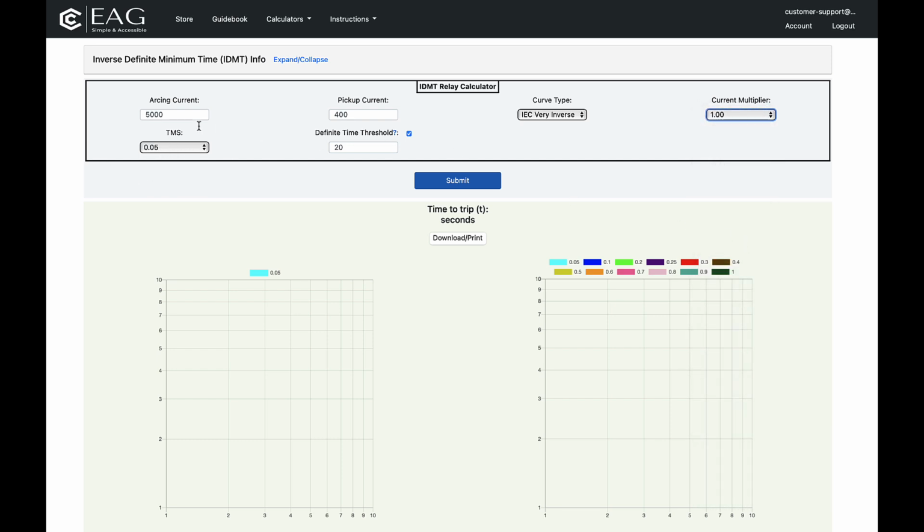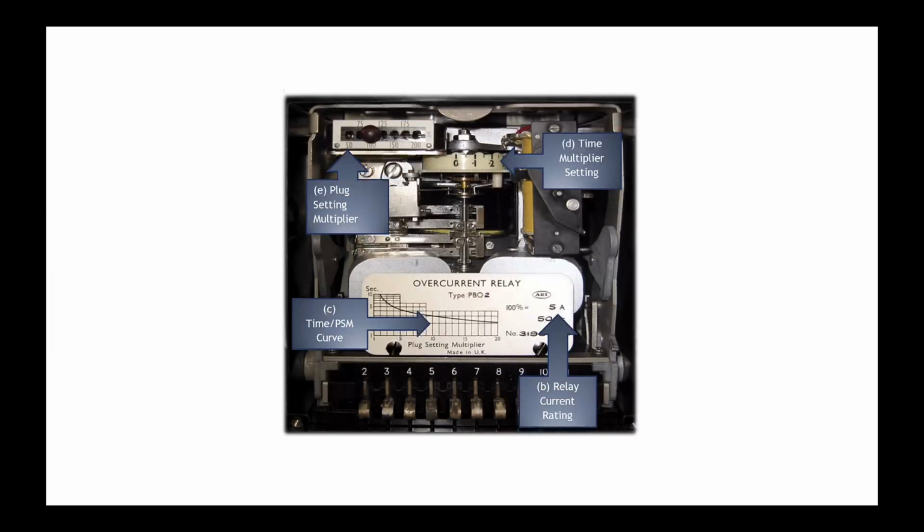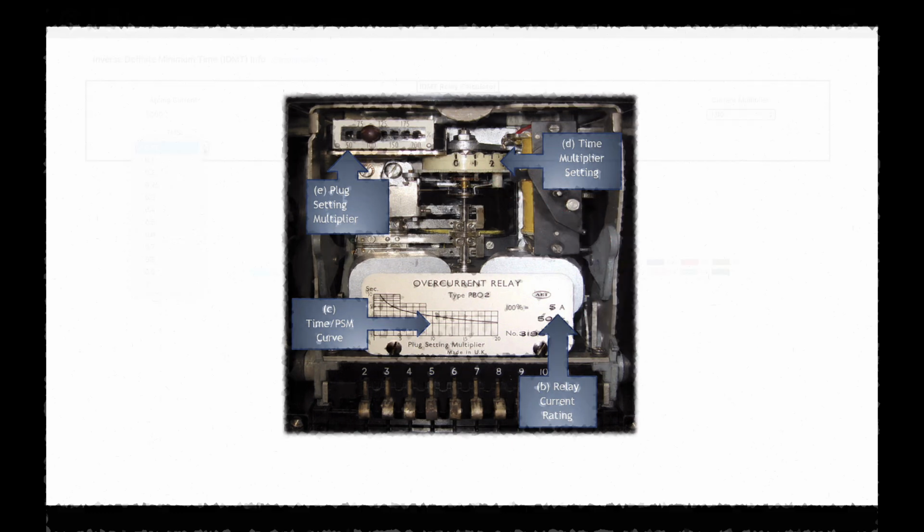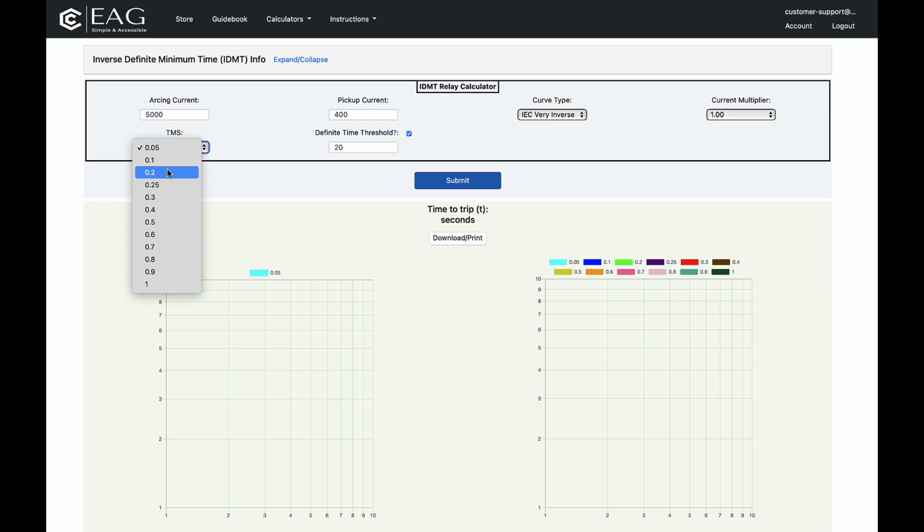The TMS field is a time multiplier setting, and we can choose from the drop-down list from between 0.05 and 1. Again, for static, digital and numerical types of relays, this can be obtained directly from the relay setting, and for electromechanical relays, this is obtained from the time dial on the front of the relay. This is described in further detail in Chapter 8 of the guidebook on data collection on electromechanical inverse definite minimum time relays. In this case, the value that we'll use is 0.25.